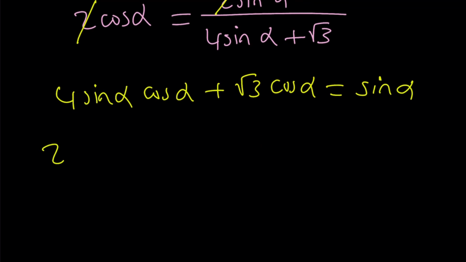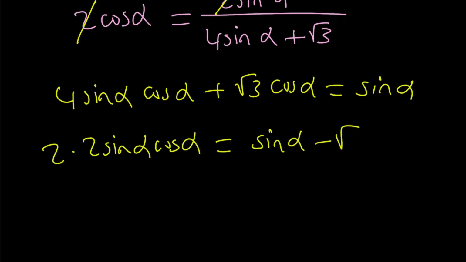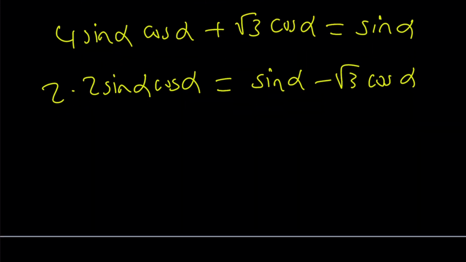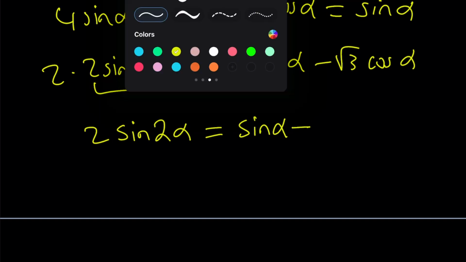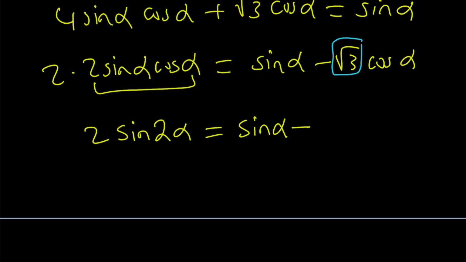One of the things that I want you to recognize is 2 sine alpha cosine alpha is the double angle for sine. So I'm going to subtract root 3 cosine alpha from both sides and write this as 2 sine 2 alpha. All right? Great. Now let's use another common trick for this. Square root of 3 can be written as tangent pi over 3. Isn't that cool? But tangent pi over 3 can also be written as sine pi over 3 over cosine pi over 3.